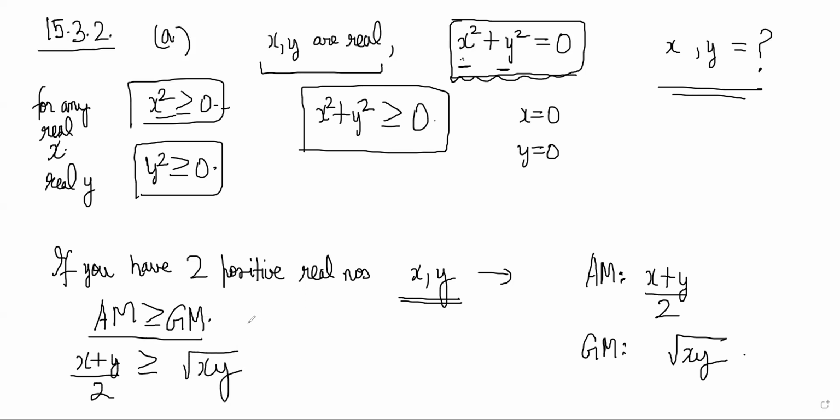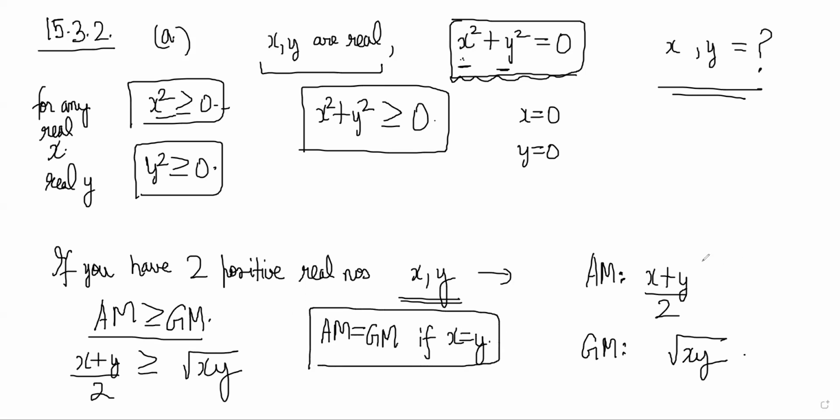And the only way they can be equal, AM equal to GM, is if the two numbers are equal. If the two numbers are equal, the AM would have been x and the GM would also have been x, right? So equality happens when the two numbers are equal, and in any other case, AM is greater than GM. What you have to do is prove this. How do you prove this, AM greater than or equal to GM?